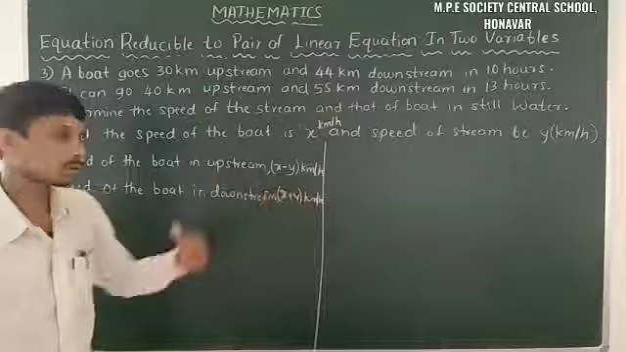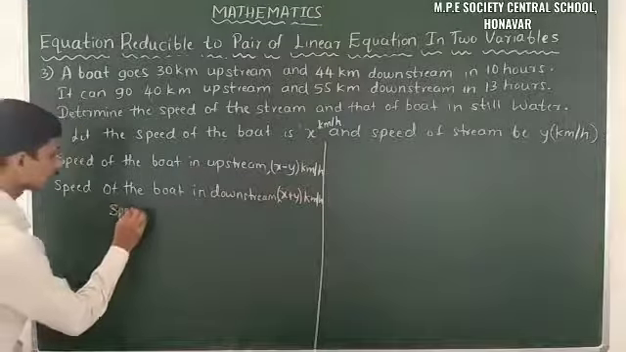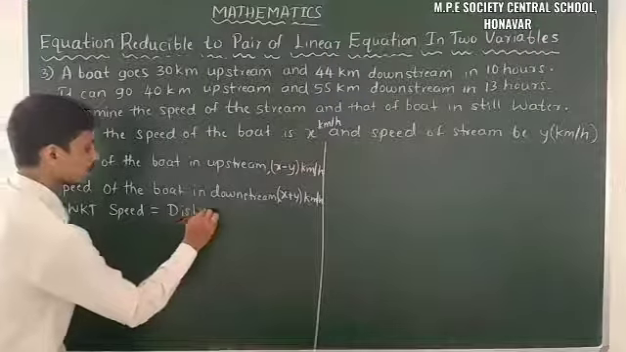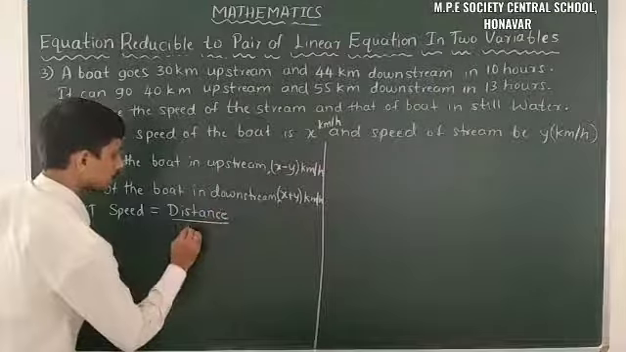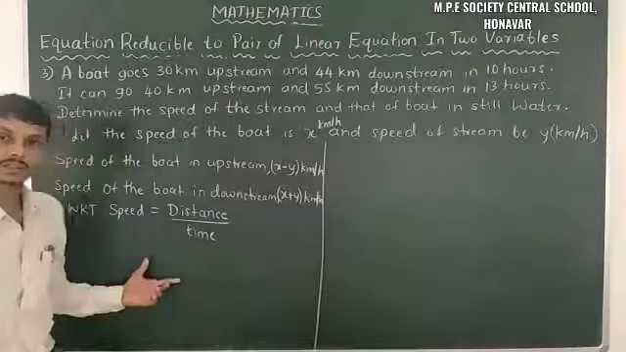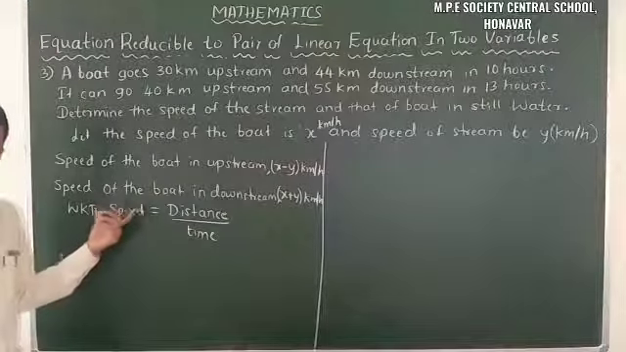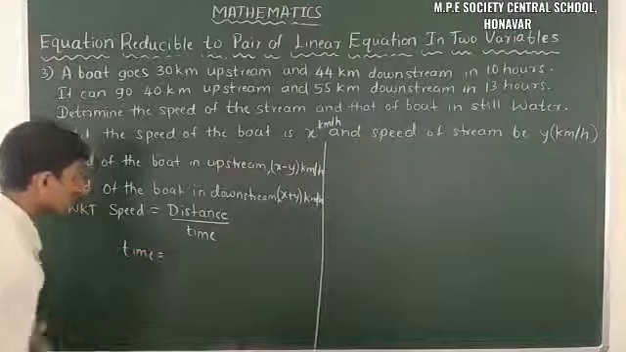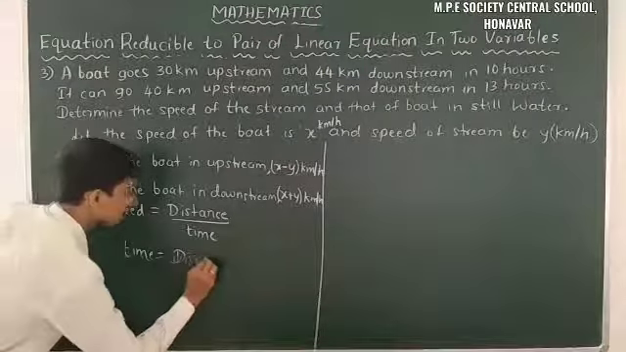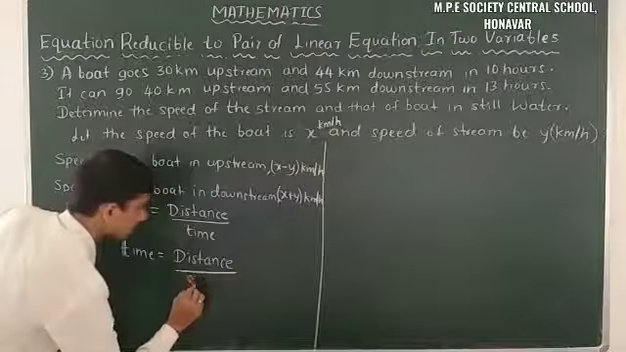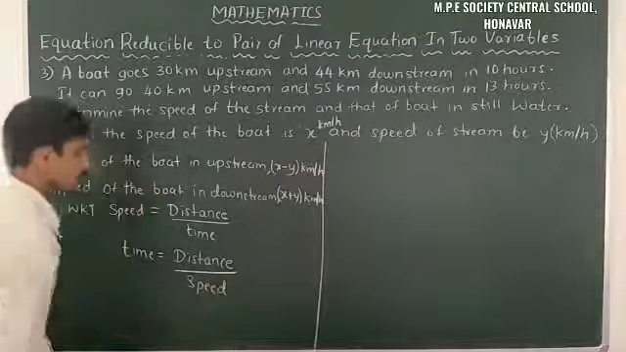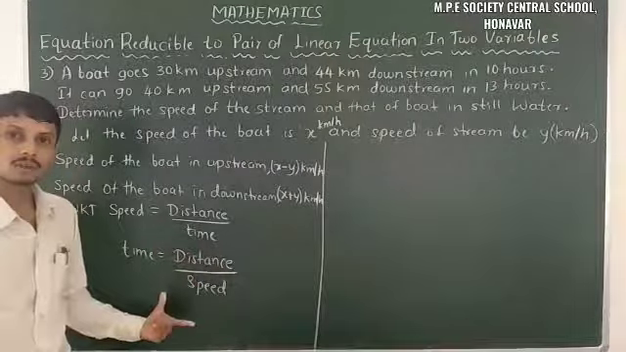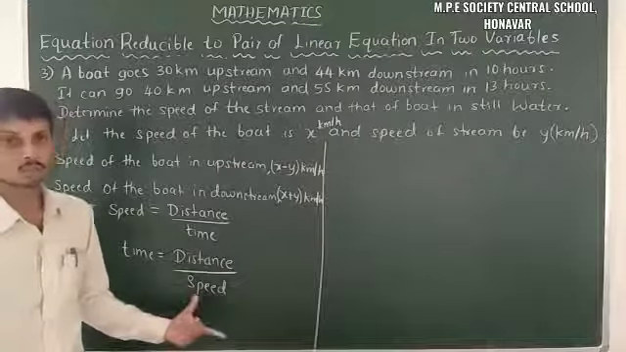So here, speed of the boat. What is the formula here? Speed is equal to distance by time. Yes. So I will transfer this time to the LHS side and speed to the RHS side. That means time is equal to distance by speed. So with the help of this formula, we have to find out the value of the linear equation in variables.